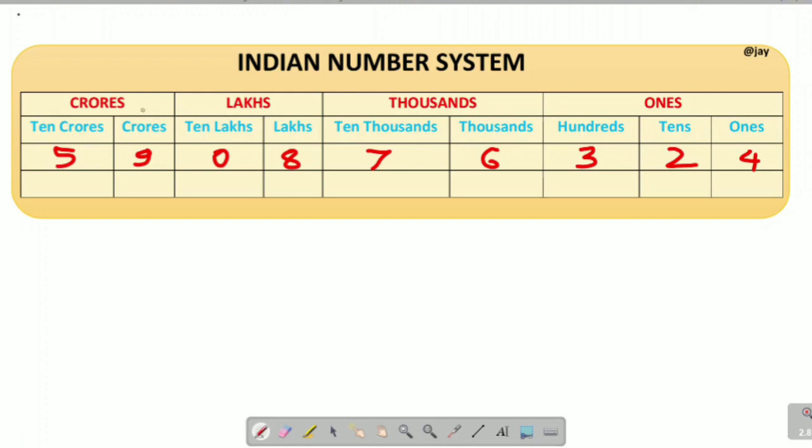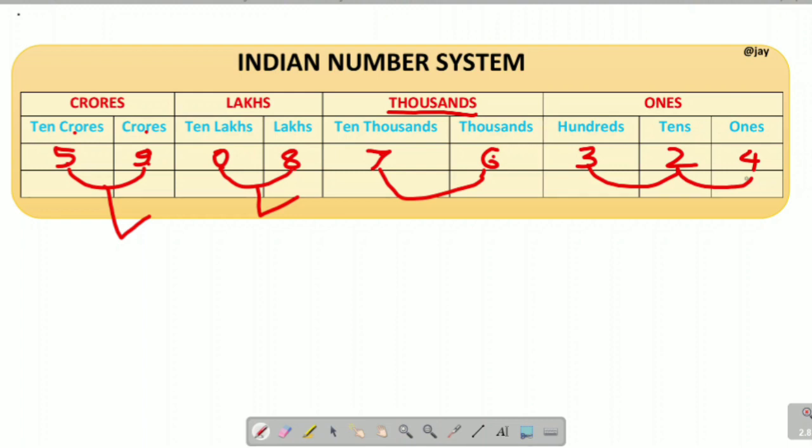It's very simple. Check the places and periods of these digits. So 5 is in ten crore and 9 is in crore. So both are in the crores period. So we will read it as 59 crores. Then here is 0 in ten lakh and 8 is in lakh. So now it is for lakhs. So 59 crore 8 lakhs, and here 7 and 6 are in thousand place, so 76,324. So it's a simple way to place the numbers in the place value system.